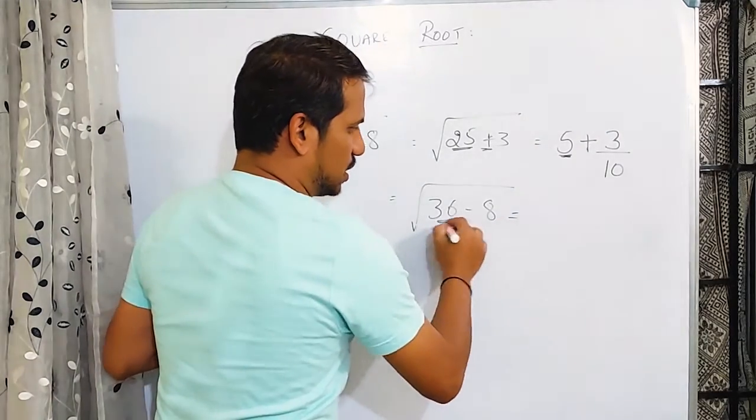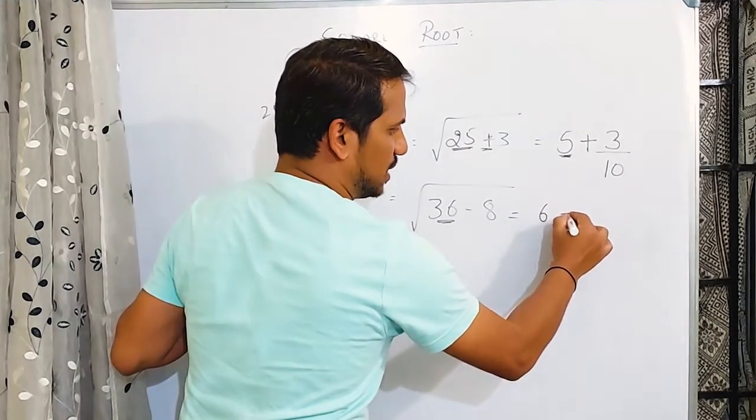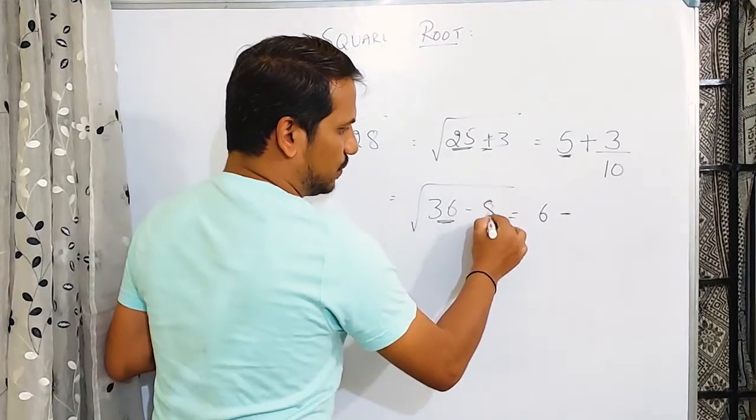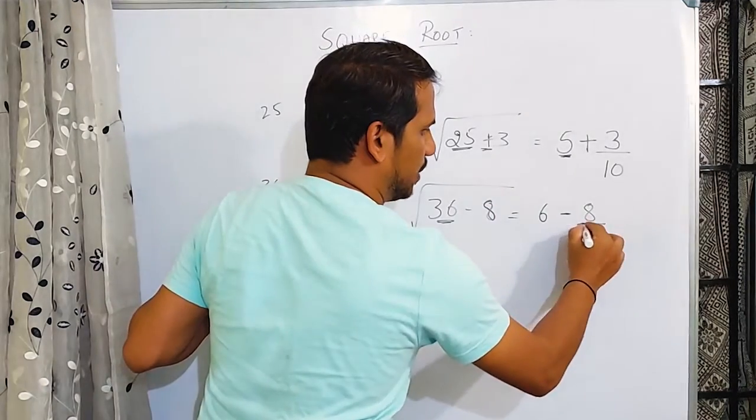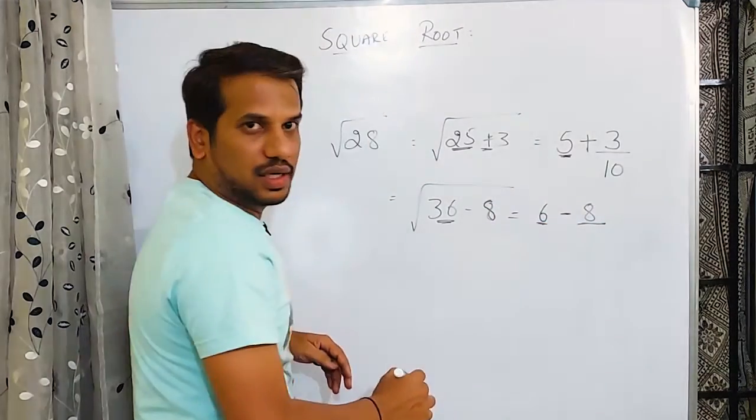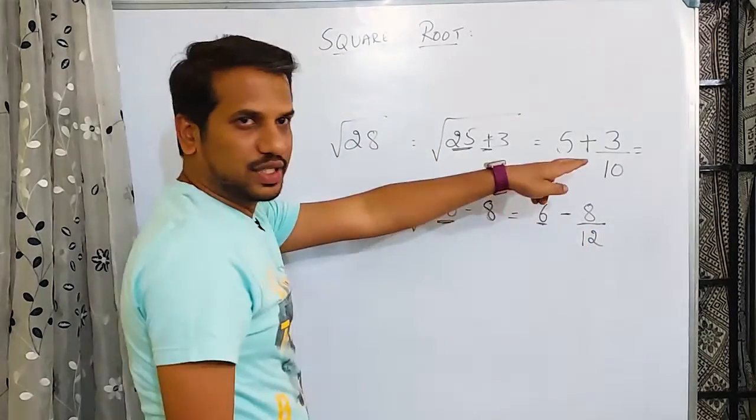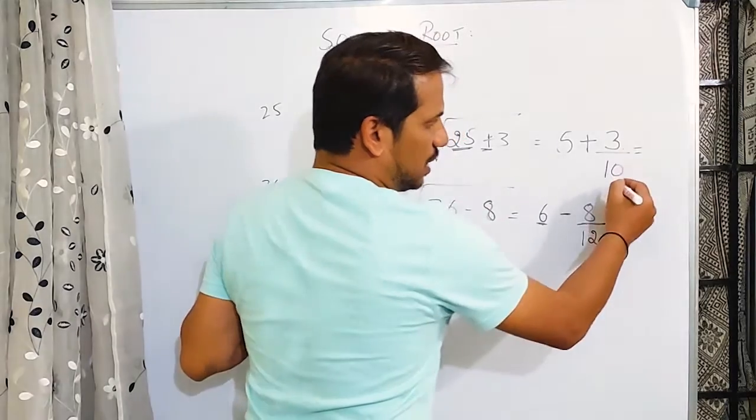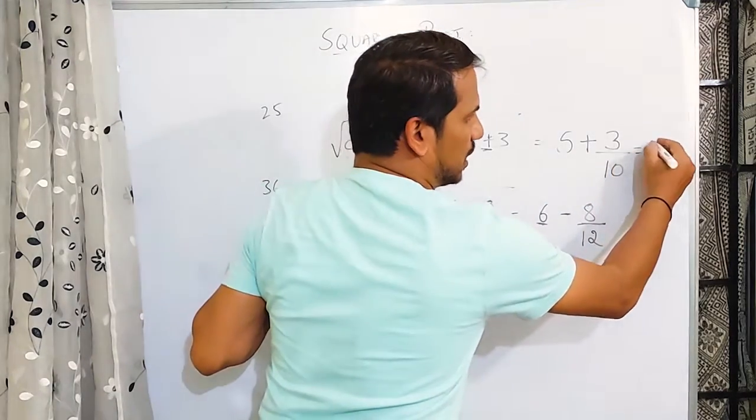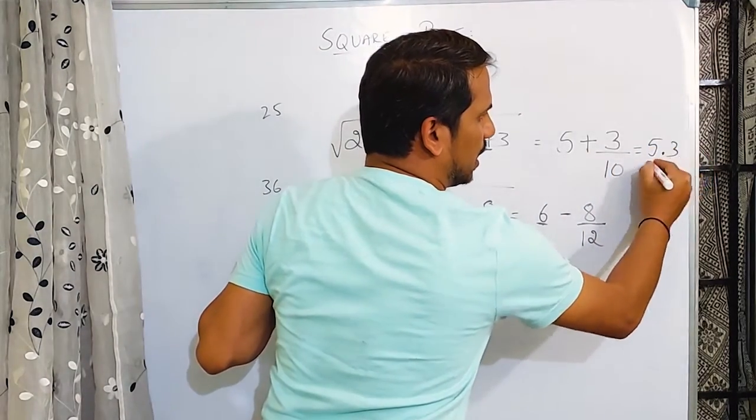Same way, square root of 36, that's 6, take minus. Now 8 divided by double of 6 is 12. If you use this way, the answer comes out to be 3 by 10, which is 0.3. So 5 plus 0.3 is 5.3.